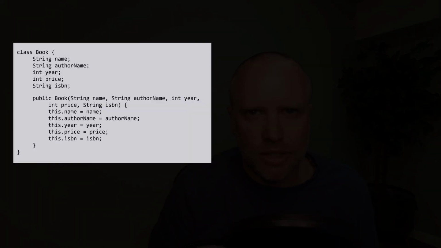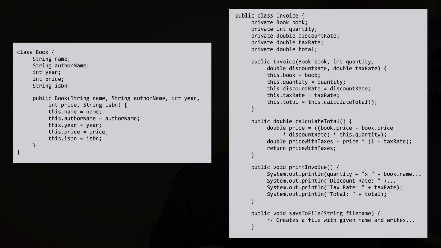The example the article uses is a store that sells books, and when a book is sold, it generates an invoice. And in that invoice class, it has the book, the quantity of the book sold, the discount rate, and the tax rate. Now it uses these to calculate the total in the calculate total method in the invoice class. It also has the ability to print the invoice in the print invoice method, and it also has the ability to persist the invoice in the save to file method.